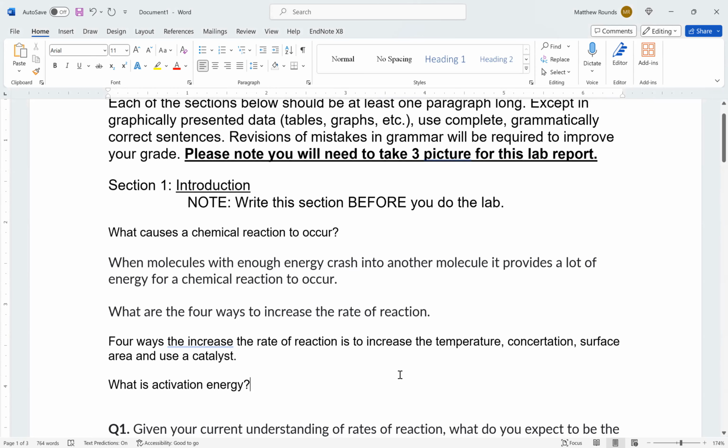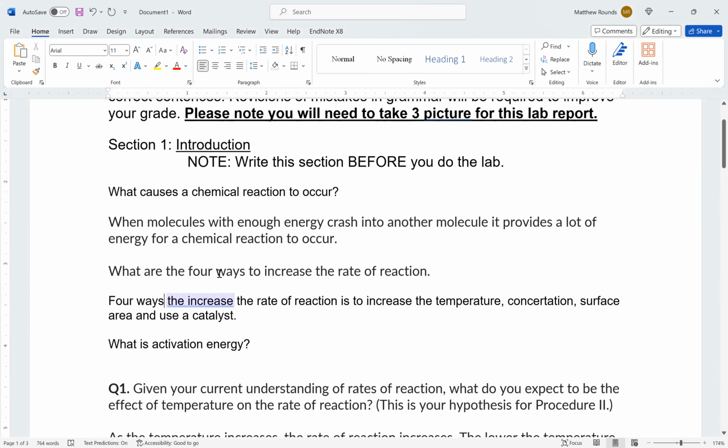Next question here for you to look for is: what is activation energy? Activation energy. Yes. Good thing it's still on the rate of reaction, so I can just look at the first paragraph and I'll get my answer. Exactly.